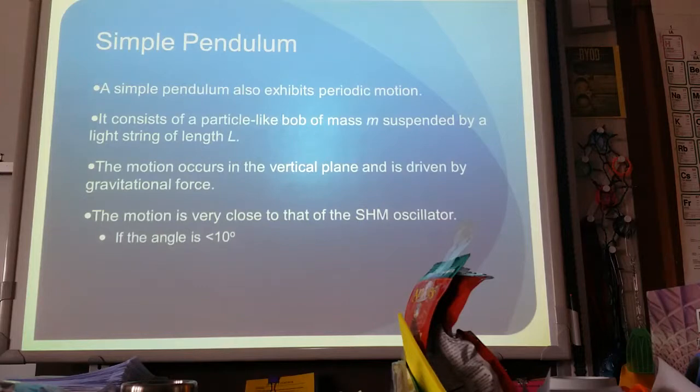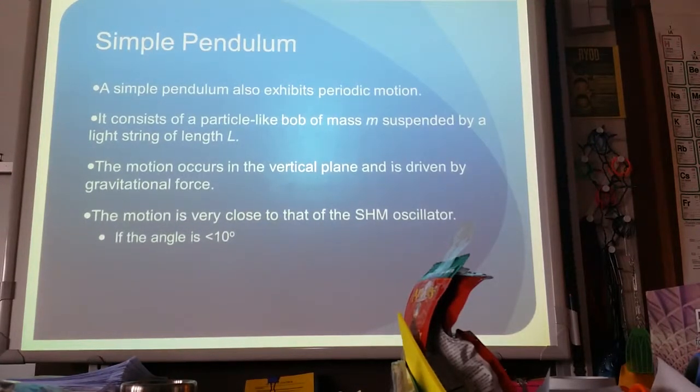So a simple pendulum, we saw it in our lab on Wednesday in class, is something that's going to exhibit periodic motion. So we know that it has turning points, and it will oscillate between those two turning points. It consists of a particle-like bob of mass m, suspended by a light string of length L. The motion occurs in the vertical plane and is driven by gravitational force. So it's really the weight of the mass that's driving that oscillation.